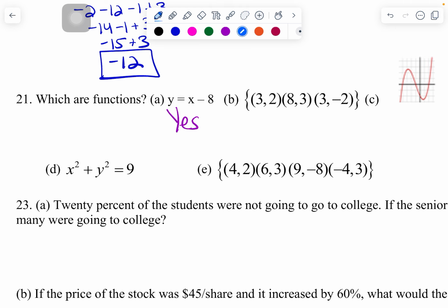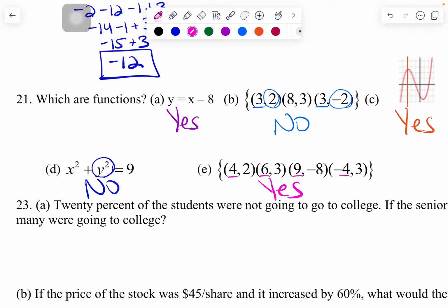Part B, unfortunately, I have a double x, and they do not map to the same y value, so that is not a function, or no. Part C, if I do the vertical line test, no matter where I draw that vertical line, I will only ever hit the curve one time, so that is a yes. Part D, I have y squared, so that's going to be a no. Part E, let's see, 4, 6, 9, -4. None of those x values repeated, so that is a yes, that is a function.